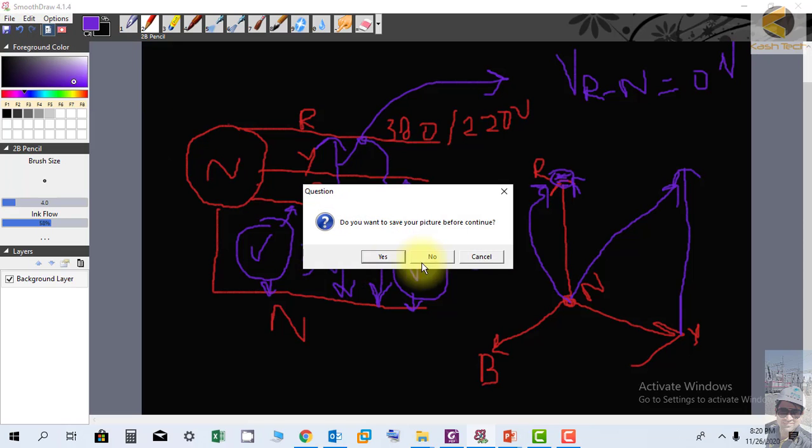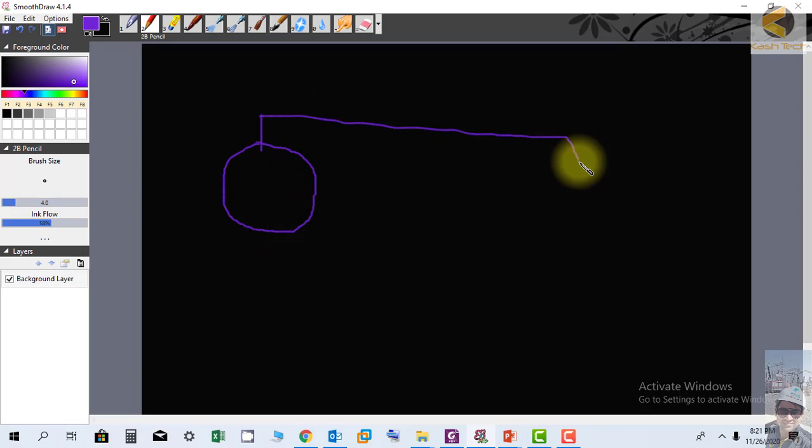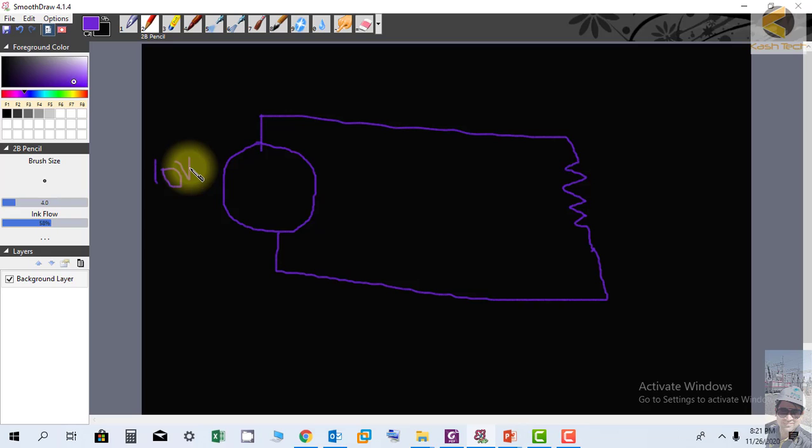Let's see now another example. Okay, so let's see if we have a source here again, and we are getting a supply. Okay, this is like 100 volts. Okay, this is like 100 volts.